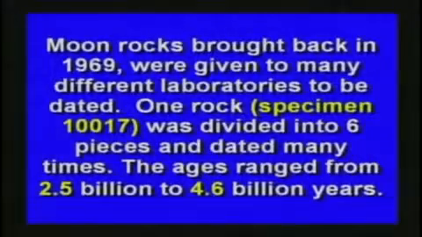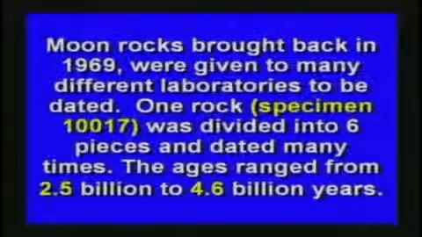I talked to James P. Dawson. James Dawson was one of the guys working on dating the moon rocks. They brought back moon rocks, gave them to his laboratory, and said, how old is the moon rock? He took specimen number 10017, divided it into 6 pieces, and tested it many, many times. How old is it? They got numbers ranging from 2.5 billion to 4.6 billion. That's a 100% error.